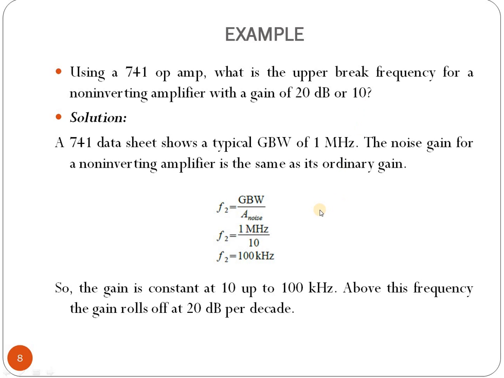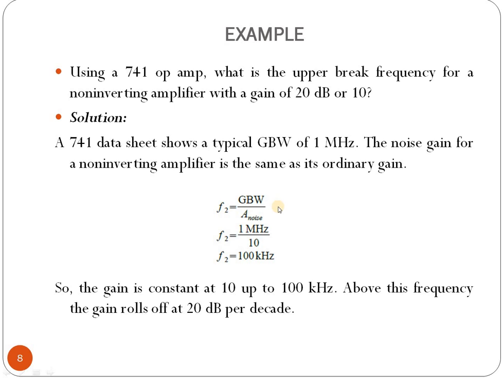So how to do it? If we see the datasheet of a 741 op-amp, the typical gain bandwidth, GBW, is 1 MHz. So in the general case we can use this. The noise gain for a non-inverting amplifier is the same as its ordinary gain, 1 plus Rf by Ri. So both are the same for a non-inverting amplifier.